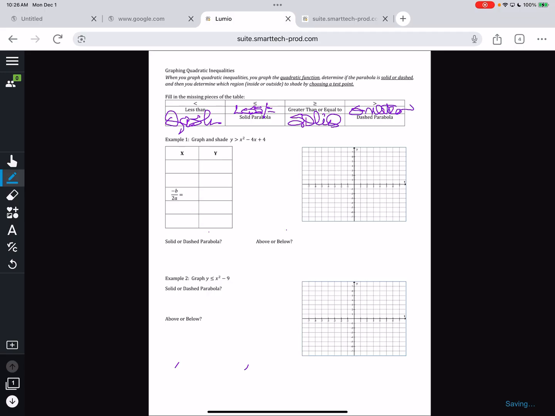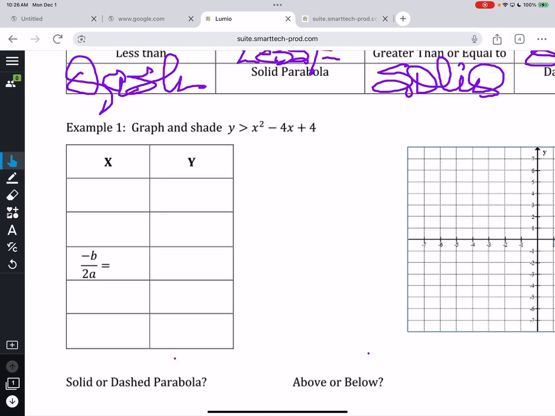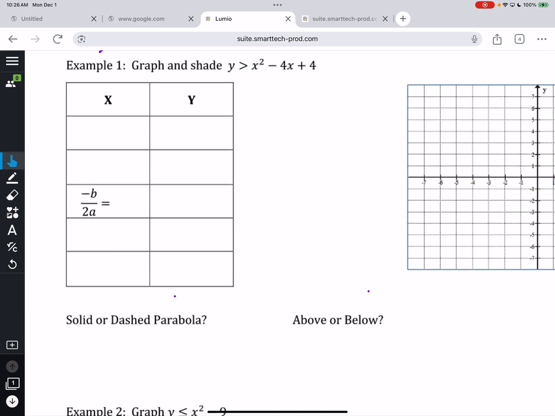Now, x squared minus 4x plus 4. Yes, it says y is greater than. So are we going to have a solid or a dotted parabola? You should be able to know that right off the bat. Yes, I'm trying to make it zoom. There we go. So here is our equation.